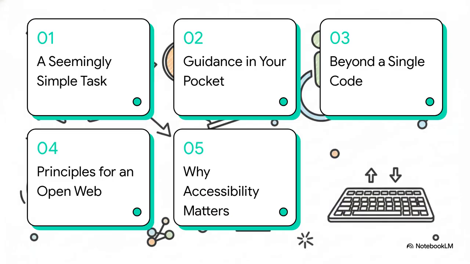So here's how we're going to break this down. First, we'll look at a simple QR code and see how it's not so simple for everybody. Then, I'll show you a really clever solution that's probably on your phone right now. After that, we're going to zoom way out to look at the big principles for the entire web and wrap up with why all of this is so important.